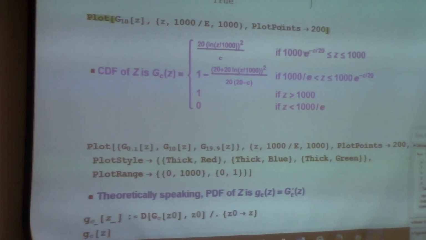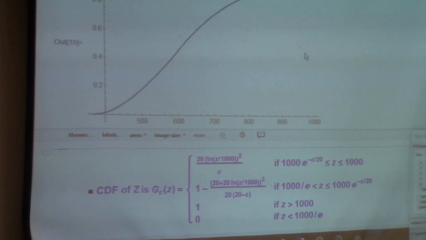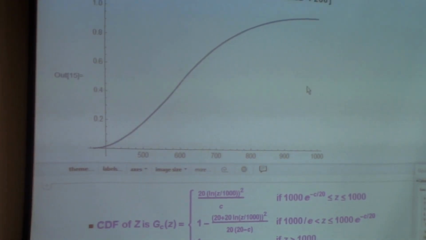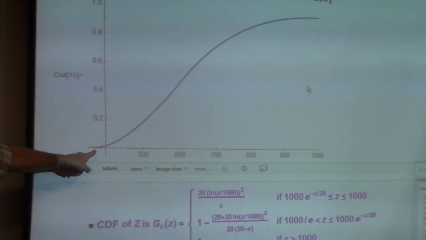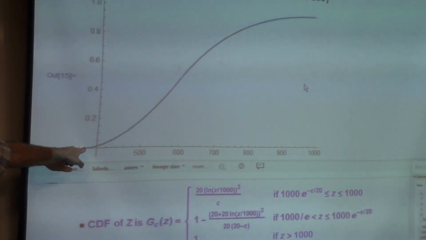Can I plot the CDF for a particular value of c? Yep. There's the CDF, and notice it goes up to 1 when we get to $1,000. This is the value of z, not t. That value right there is 1,000 over e, about 368. Right there is where this function is 0.